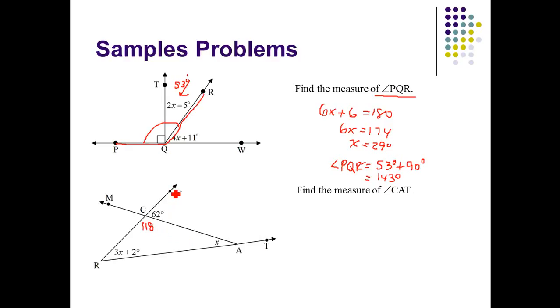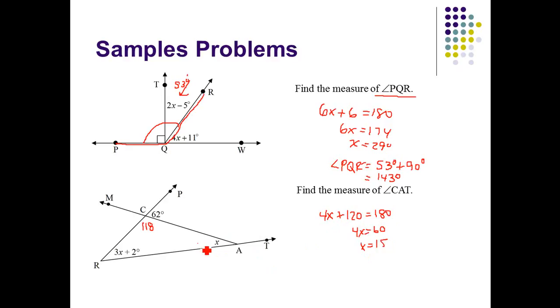I'm going to try to figure out what angle CAT is, so I need to figure out what the angle is on this side. But right now, first I want to figure out what x is. If I add up all the angles inside the triangle, I have 4x plus 120 has to equal 180. So 4x equals 60, x is equal to 15.